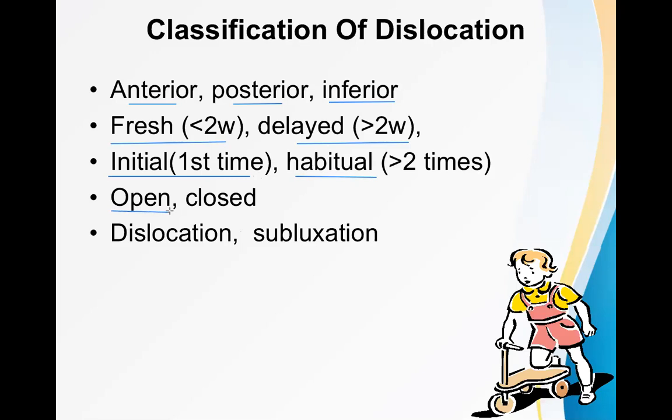Open dislocation and closed dislocation. Now, this is exactly like open fracture or closed fracture. Along with the dislocation, if there is a fracture of that particular bone which is involved, and if it is communicating outside, we call that open dislocation. Closed dislocation, we cannot see from outside. And the last one, we have discussed it already, whether it is dislocation or subluxation, we need to be sure about it. So these are the different types or the classification.